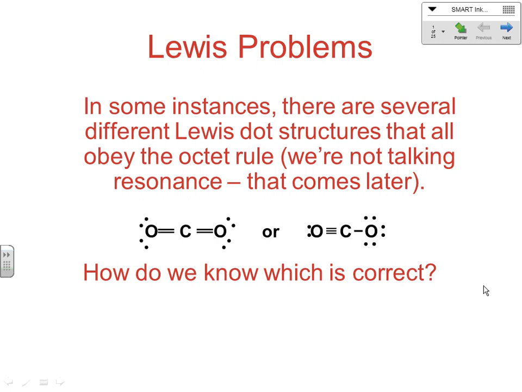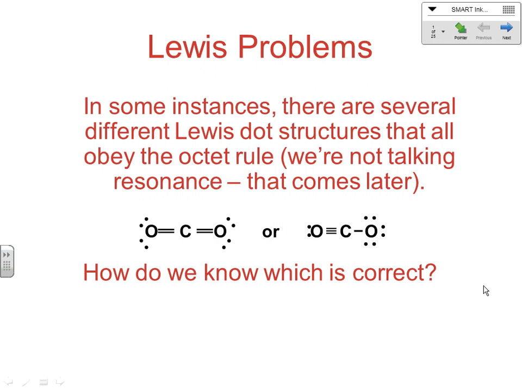So let's say, like the case of carbon dioxide here, we've got really two valid ways by octet rule of drawing this. Both of these fit the octet rule. So how do we know which one is correct? There are instances where there are multiple ways of drawing the same thing. They all fit the octet rule. So how do we tell which one is actually reflected in everyday life?